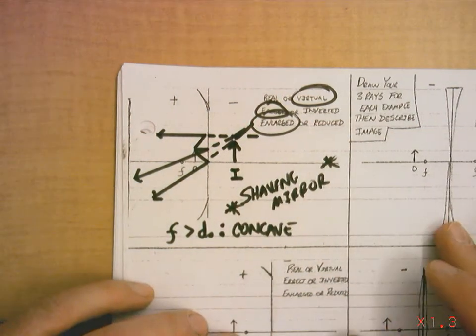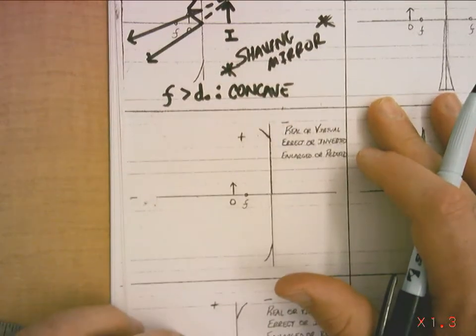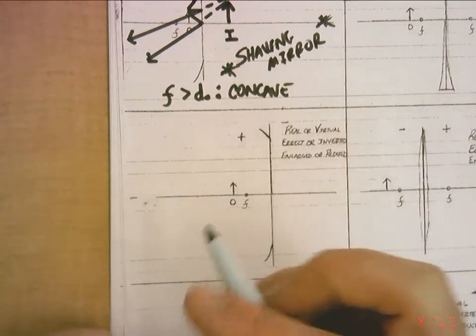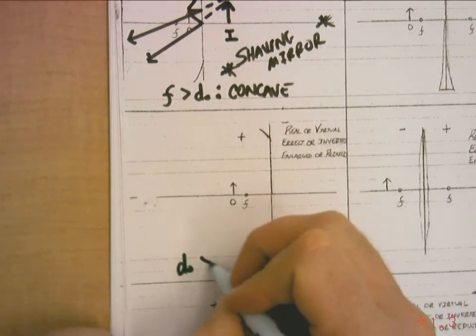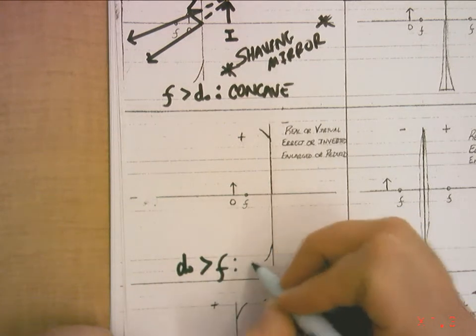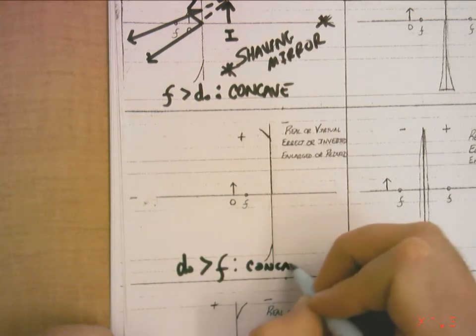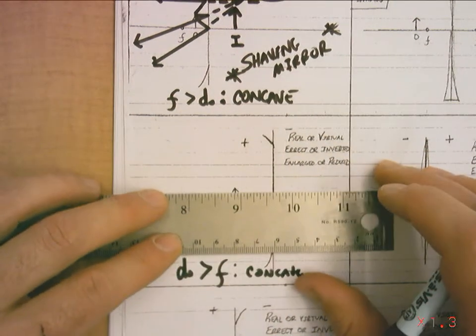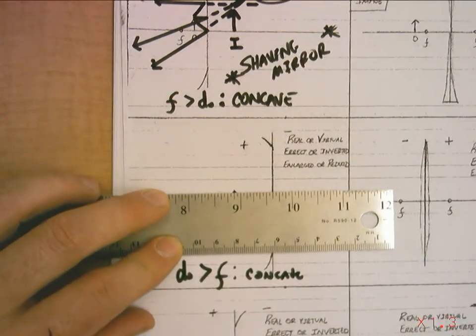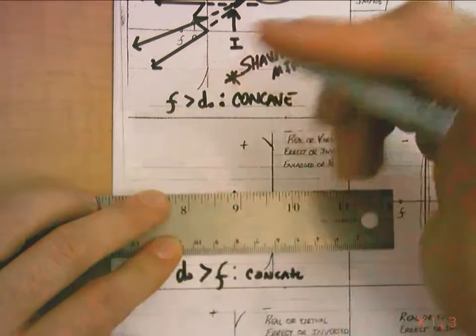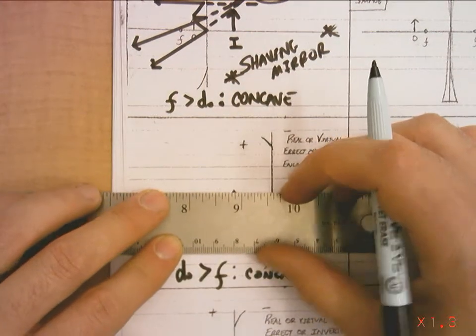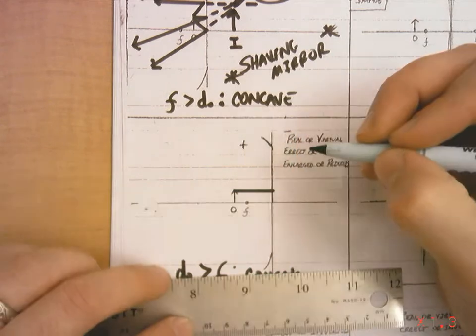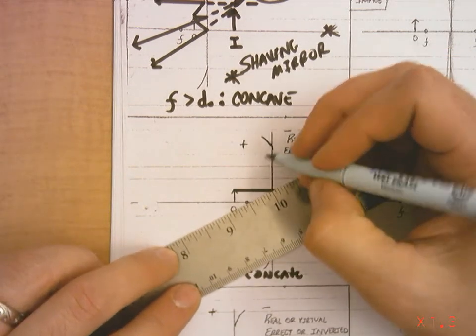So that's the first one. Let's go to the next mirror, which is also concave. In this example, DO is greater than the focal. This is an example of a concave. So what you do is you take your rays and go through the same process. It's so weird talking to myself here. Go in parallel, leave based on the focal.